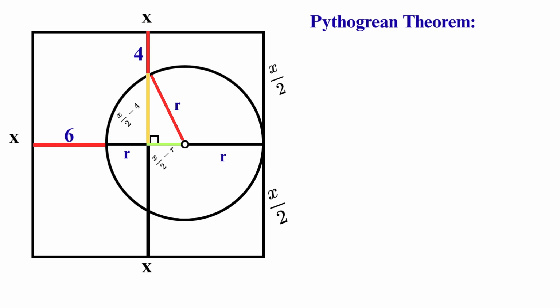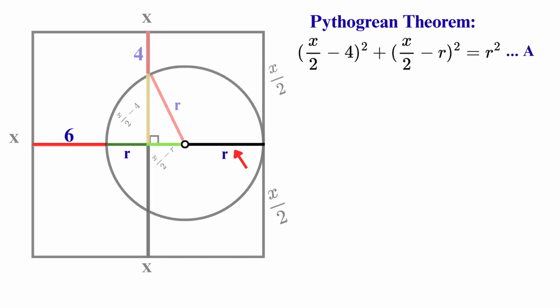By Pythagorean theorem, we can write it as (x over 2 minus 4) whole squared plus (x over 2 minus r) whole squared equals r squared. And let's call this equation A. But we have 2 unknown values here, x and r. So we need one more equation.